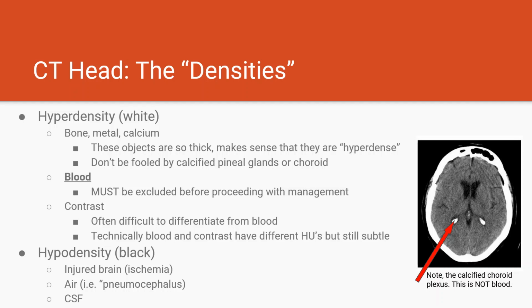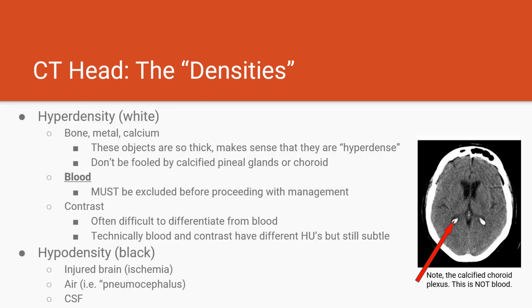Technically, there's some fancy imaging software that can detect the number of HUs or Hounsfield units, which is a fancy physics term for how dense something is. And contrast should be slightly more dense, but this isn't always definitive. It's difficult to do, and it's just something to keep in mind.